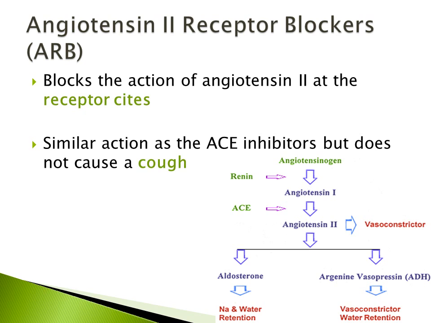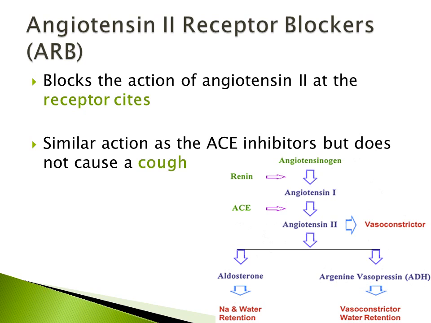So it blocks the site of angiotensin 2 at the receptor sites. It's just a receptor blocker, as the name implies. It blocks that receptor. The benefit to this is it does not cause a cough because it's not allowing the bradykinin to be built up in the system. So that's kind of the benefit to this group of medication.